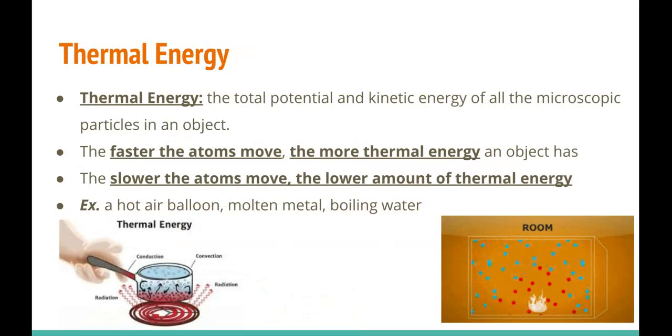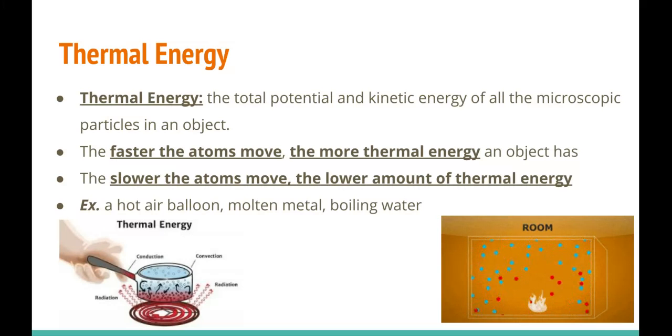So then there's thermal. So thermal energy is the total potential and kinetic energy of all the microscopic particles in an object. So the idea is the faster atoms move, the more thermal energy an object has. And inversely, the slower the atoms move, the lower amount of thermal energy. Okay, and so thermal energy is what allows hot air balloons to function, or even blimps for the most part. Molten metal, boiling water, frozen water, even the inverse of that.